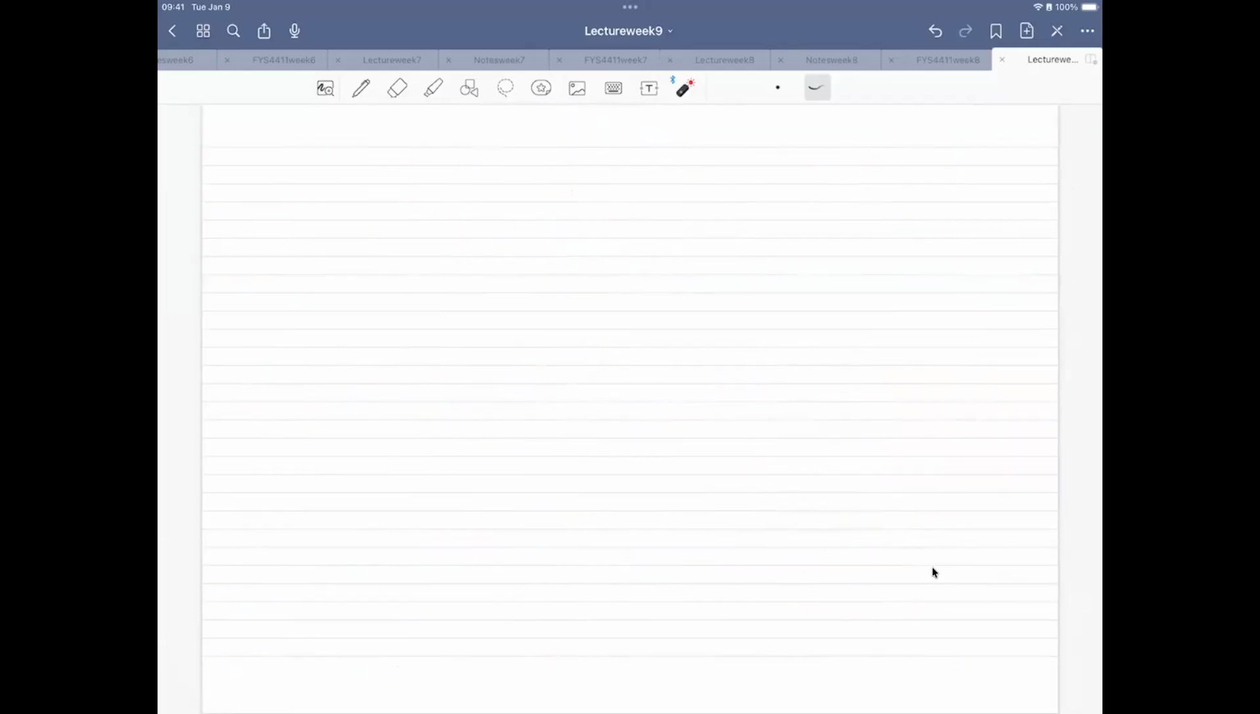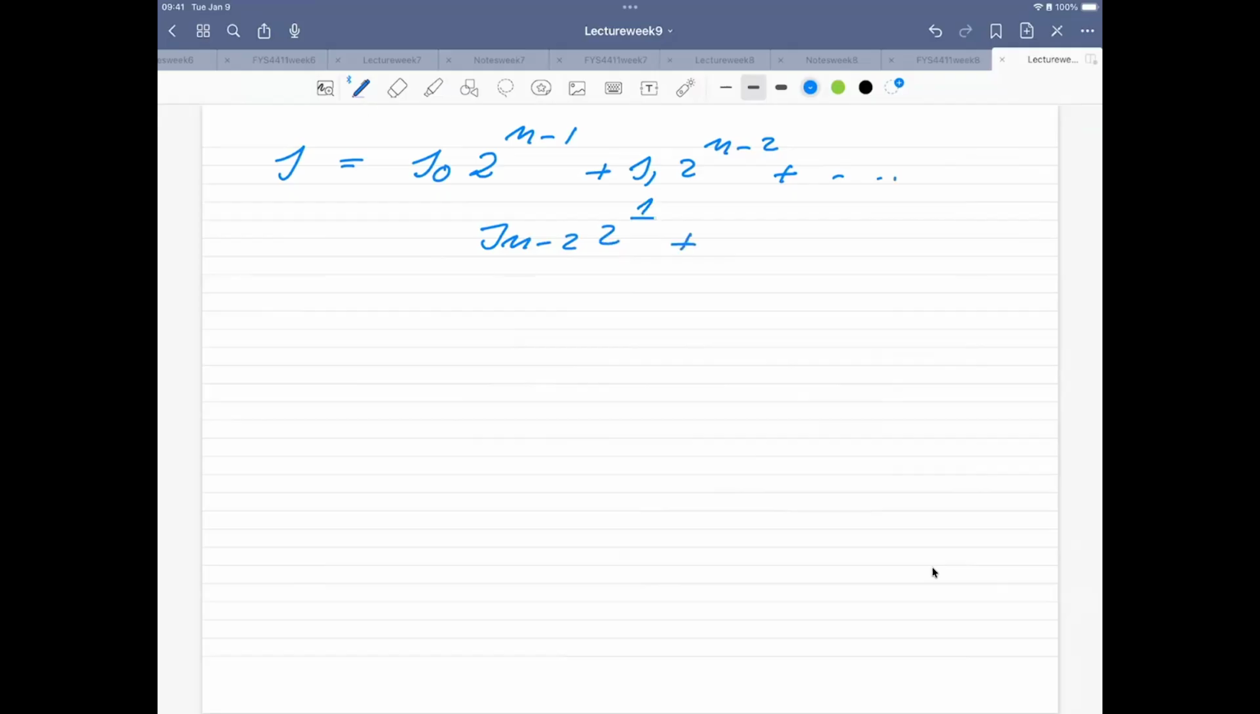So if we now look at this notation which we had, let's take a basis J. The number which we are recovering from the qubits is 2^(n-1) J_0 plus 2^(n-2) J_1, all the way down to 2^1 J_(n-2) plus 2^0 J_(n-1).